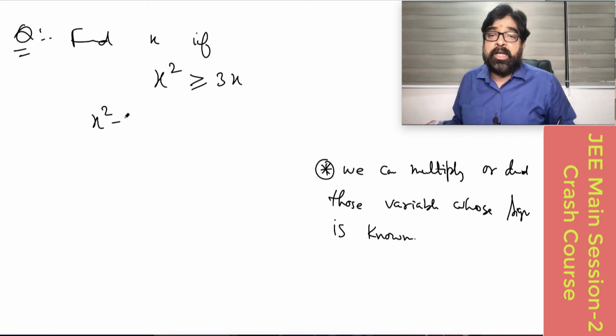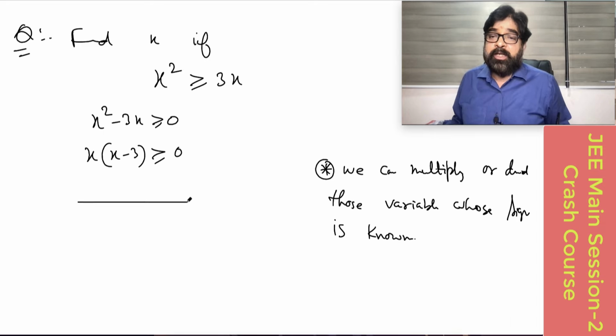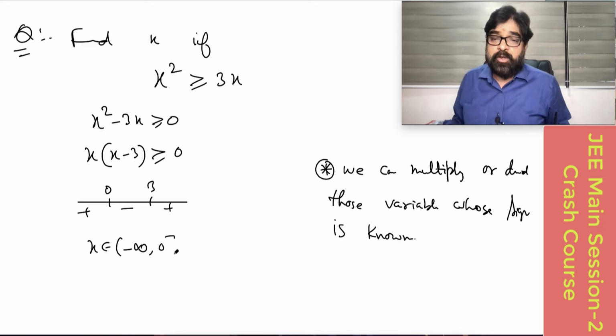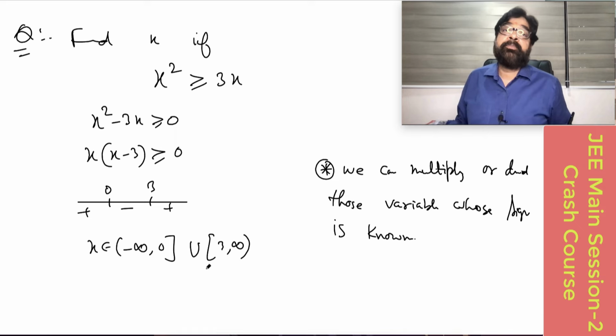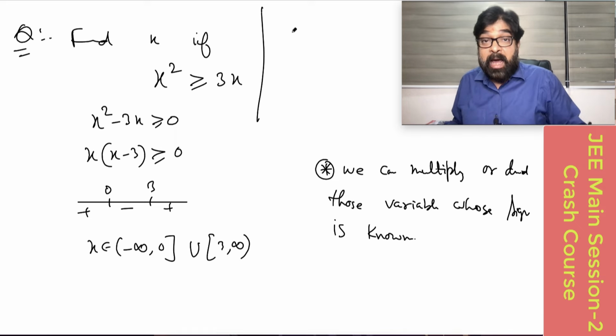Just take the polynomial inequality x square minus 3x greater than or equal to 0. Taking x common, x into x minus 3 greater than or equal to 0. Critical points 0 and 3. Positive, negative, positive. We want positive. So x is an element of minus infinity to 0 closed, because 0 is the numerator critical point, union 3 to infinity.